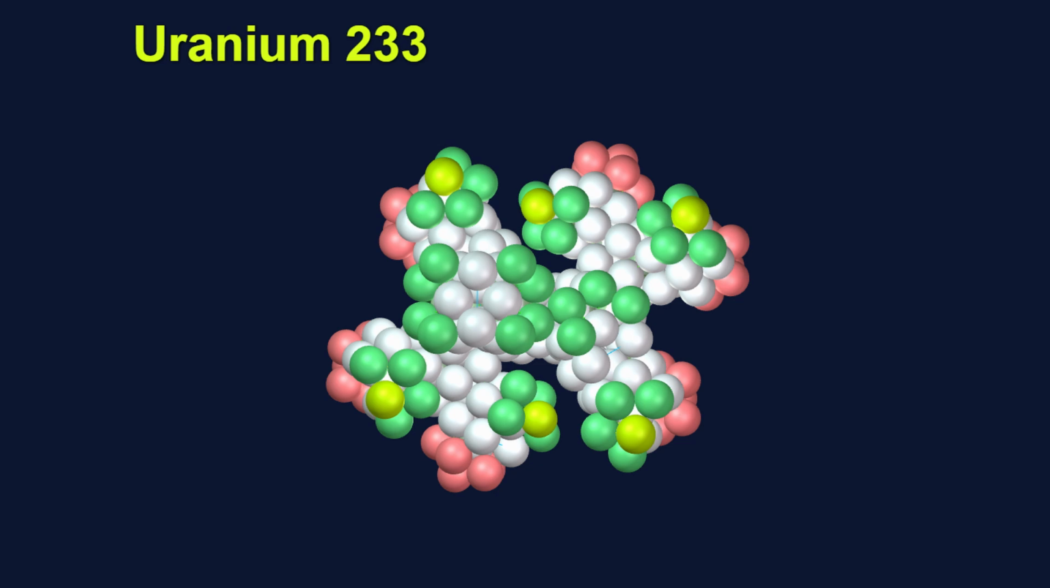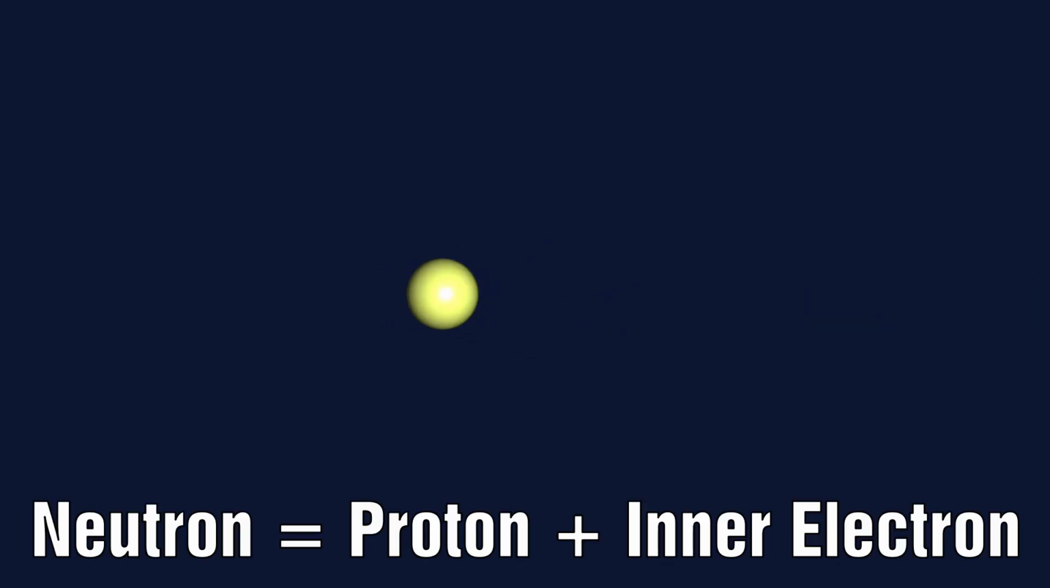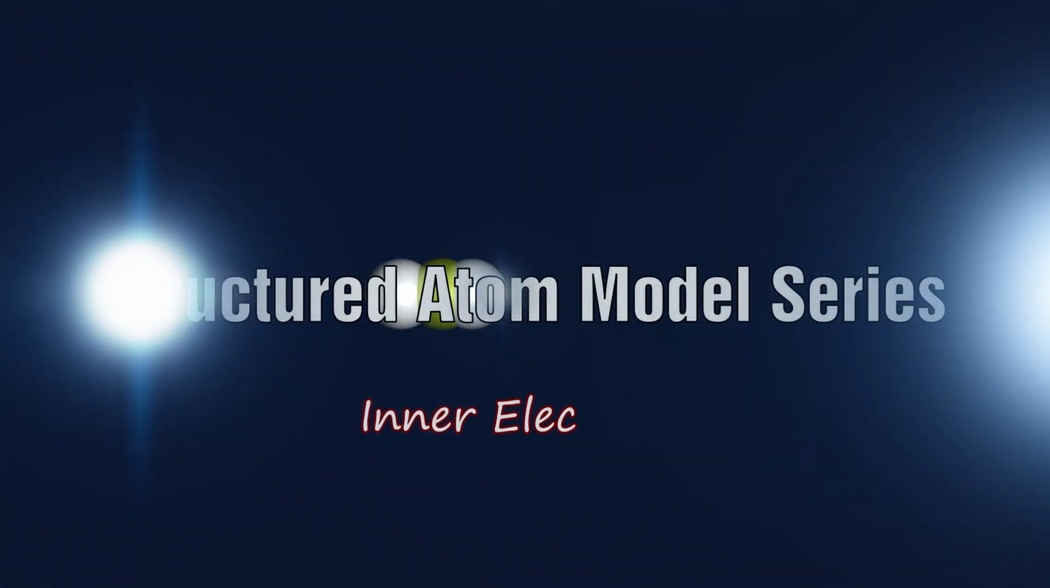In the structured atomic model, there is no strong nuclear force to hold the proton inside the nucleus, and there are no neutrons. Instead of neutrons, we have protons and what are termed inner electrons. These inner electrons are the glue that holds the protons in place, binding them together into a nucleus. Let's run through the principles that govern this in SAM.